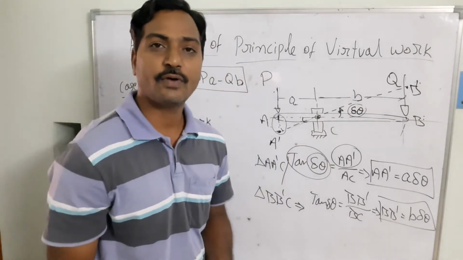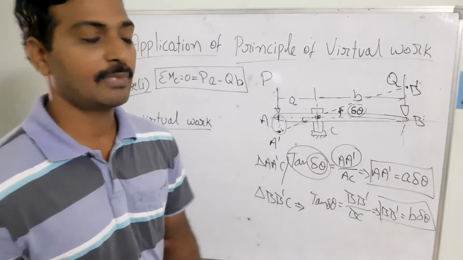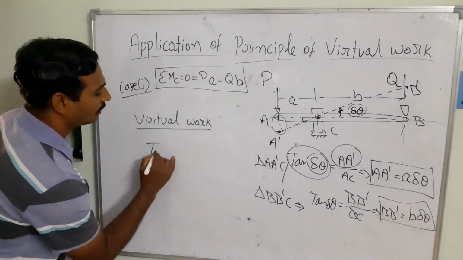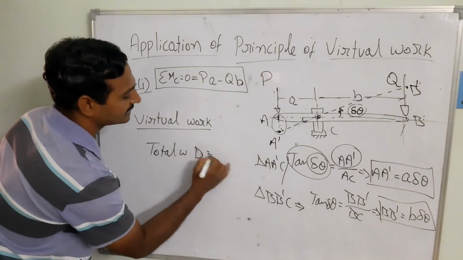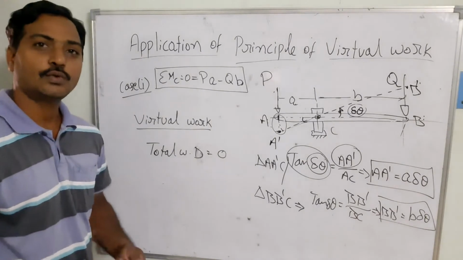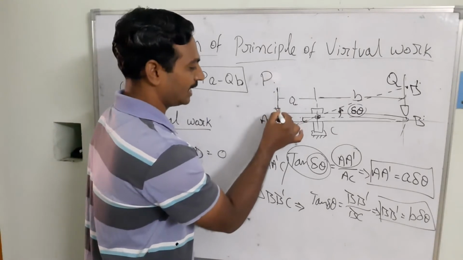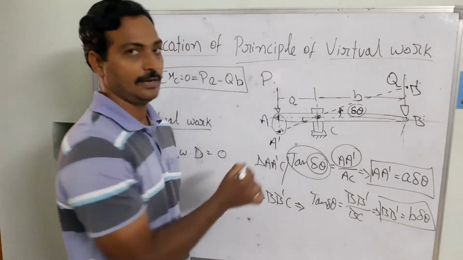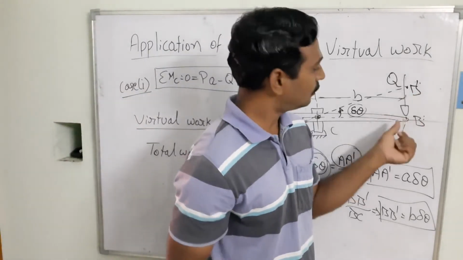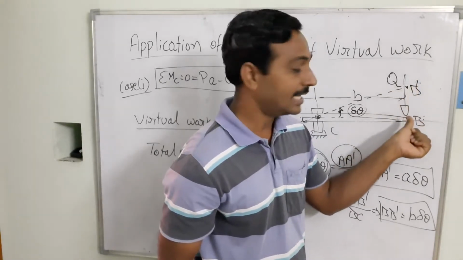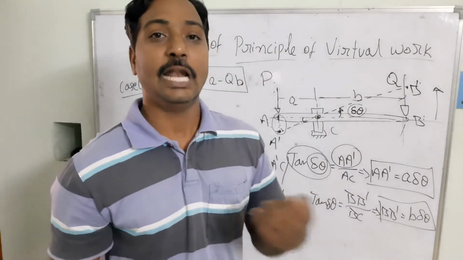Now what is the definition we have taken? The total work done on the body is equal to 0 when the body is in equilibrium. That means the total work done is equal to 0. So what is the total work done in this case? When the force P acts in the downward direction and the displacement is also in the same direction, the sign convention is positive. But at B dash, the Q force acts in the downward direction, while the displacement is in the opposite direction, so you get the negative of that part.